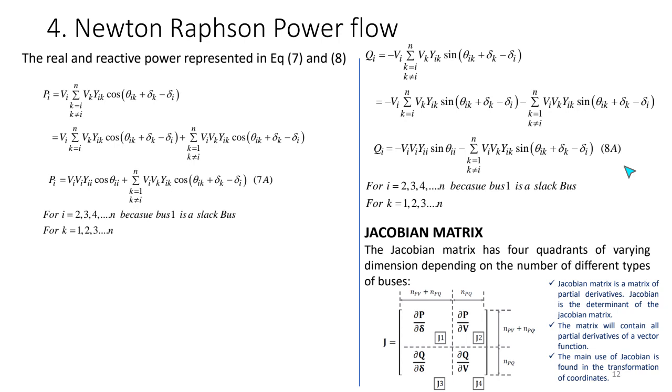Okay, if there are no queries, I can move on. So the next step is to formulate the Jacobian matrix. The Jacobian matrix is denoted by J, and it is a four-cornered matrix.